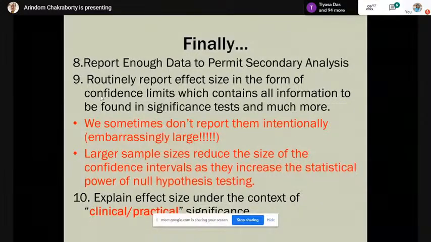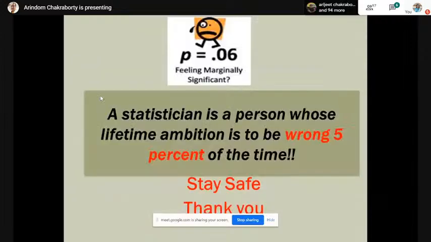I think I'm done with my presentation. So this is my favorite quote: a statistician is a person whose lifetime ambition is to be wrong 5% of the time. Stay safe. Thank you.